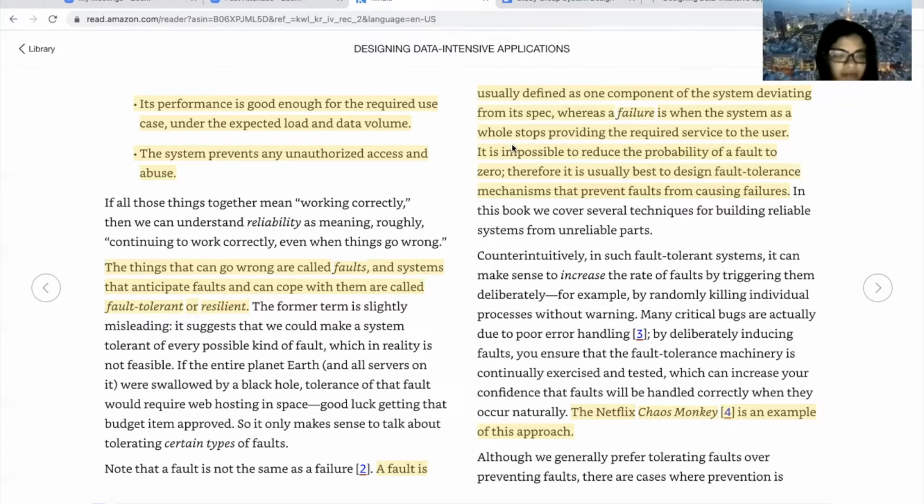I think for me, reliability means things are working in a correct fashion. Even when things are going wrong in your system, your errors are being handled correctly and you're not showing a wrong result to the user or anything. So your system is reliable, right? It's showing you the correct results. So that's what reliability is to me.